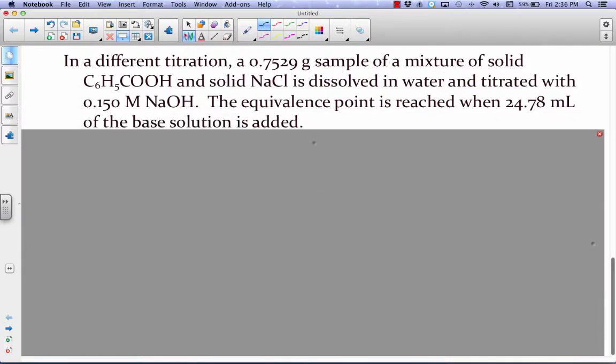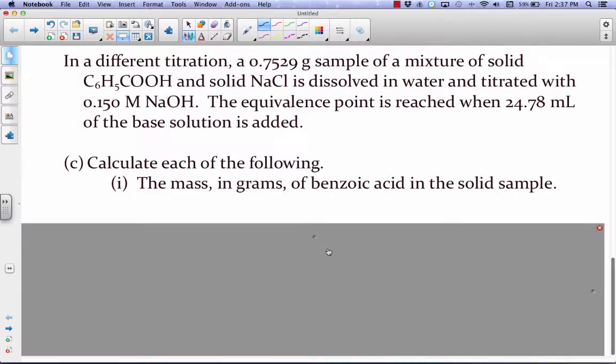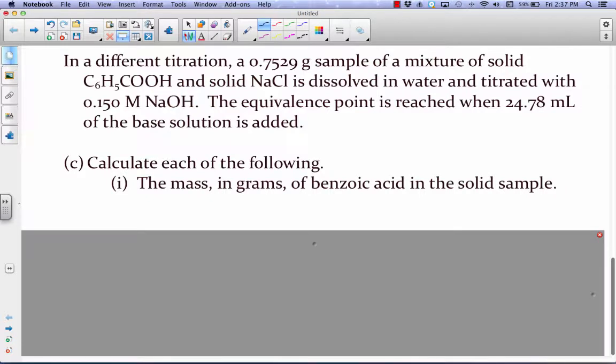The next part of the question says we have now a different titration in which we had a sample of a mixture of solid benzoic acid and solid sodium chloride dissolved in water and titrated with sodium hydroxide. And the equivalence point is reached when 24.78 milliliters of the base is added. So we need to calculate the mass in grams of the benzoic acid in the solid sample, where we know that this many grams represents both benzoic acid and sodium chloride. So how are these two going to react? Sodium hydroxide and sodium chloride, not going to react whatsoever. Everything would be spectator ions in that situation. It's only the reaction of the hydroxide and the benzoic acid that we're worried about here again.